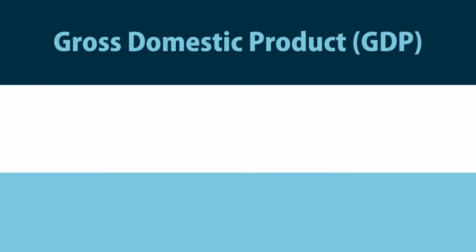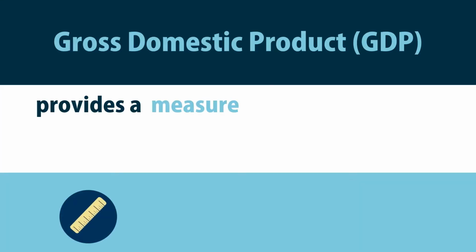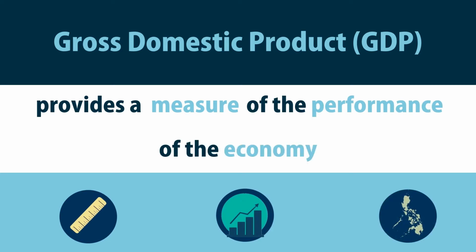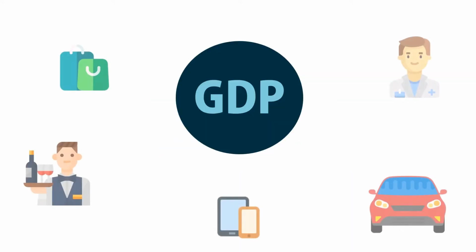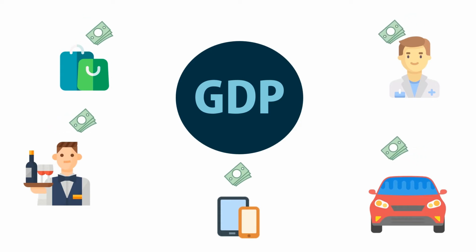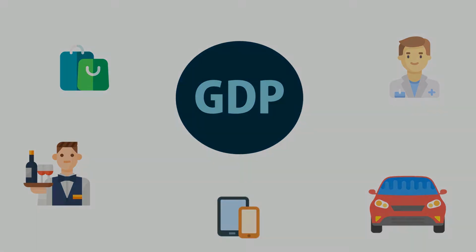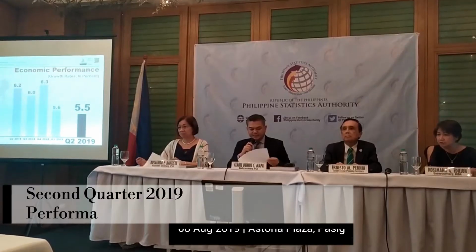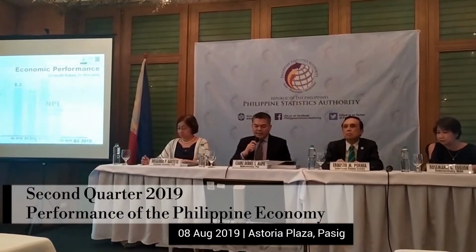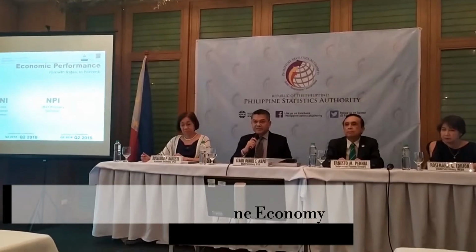Gross domestic product, or GDP, provides a measure of the performance of the economy. This is done by getting the total market value of all final goods and services produced within the economy in a given time. In the Philippines, GDP is reported quarterly by the Philippine Statistics Authority.